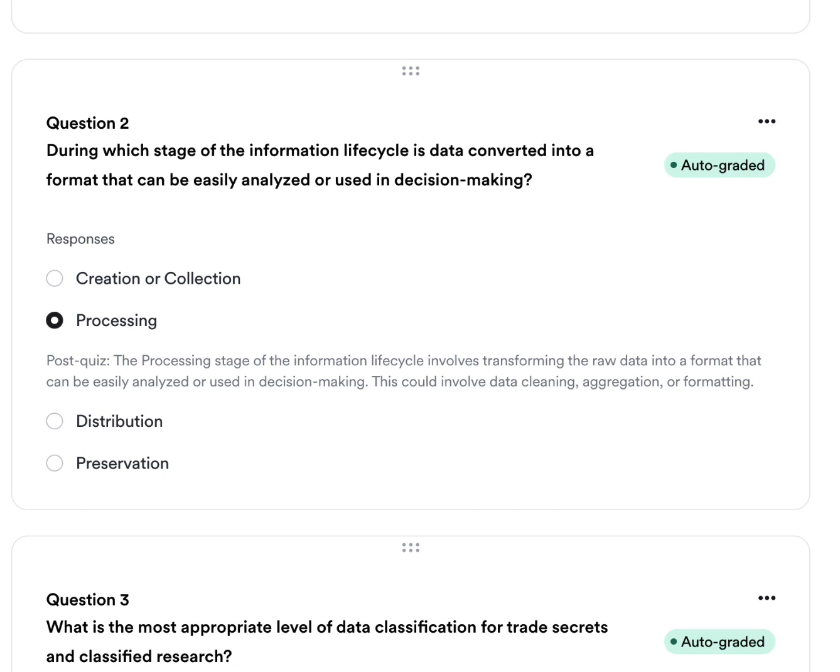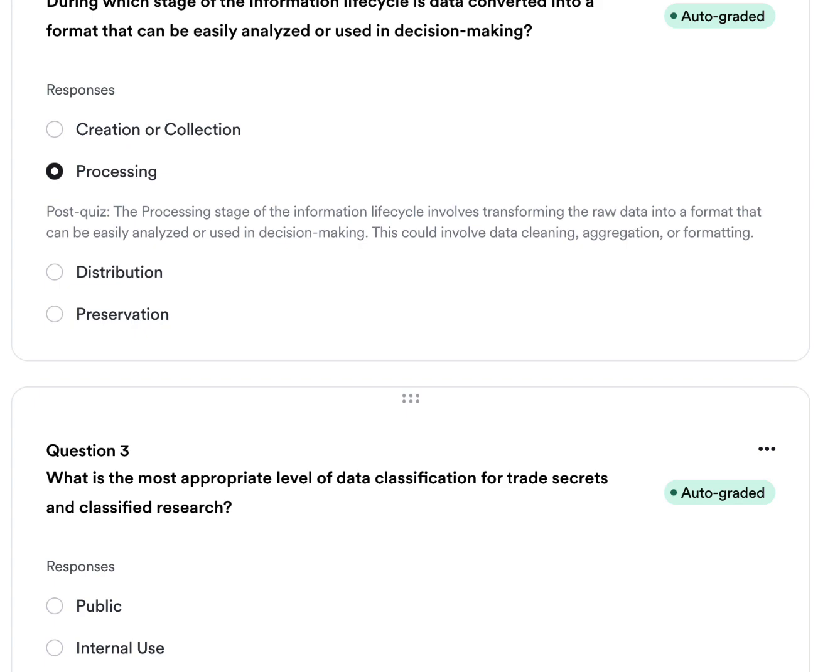The processing stage of the information lifecycle involves transforming the raw data into a format that can be easily analyzed or used in decision making.